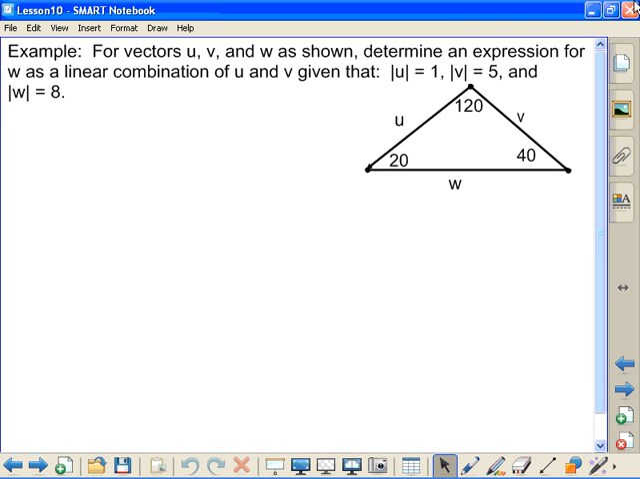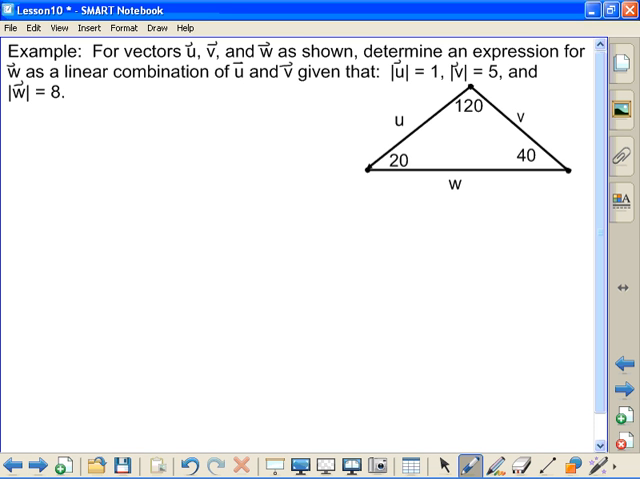All right, similar example to the previous one. The difference is when these vectors are arranged, they're forming a non-right angle triangle. So for the example, we want to take u and v and w, and they're as shown. Determine an expression for w. So we want to get w equals as a linear combination of vectors u and v, given that we know the magnitude of u is 1, v is 5, and w is 8.